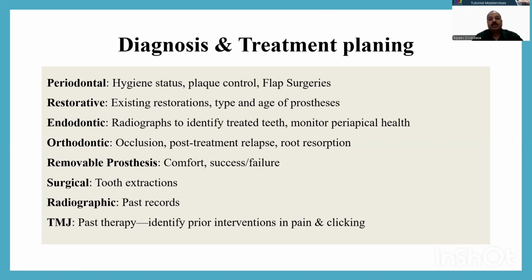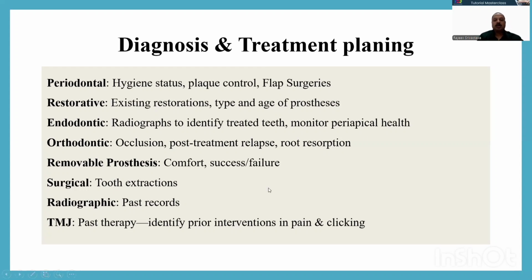Then we have to see any removable prosthesis if the patient is wearing one, and what is the success rate or the failure rate of that removable prosthesis. Any surgical treatment that is required, like any root piece or tooth extraction, or any compromised tooth with bone loss, or deep caries where root canal is not indicated. All those things can be taken care of by doing an extraction. If you use these as abutments as a part of your fixed partial denture, then the outcome of your fixed partial denture is unpredictable.